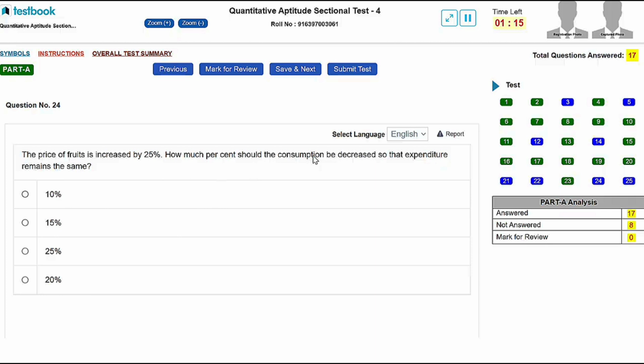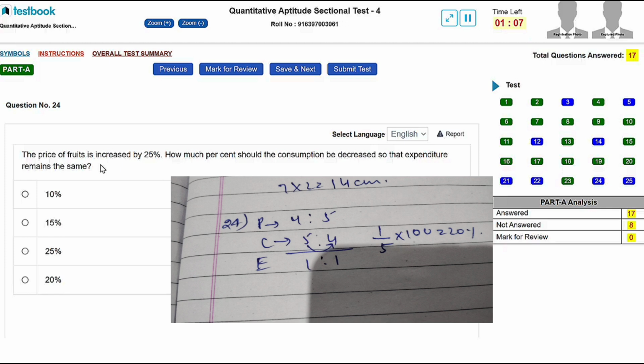The price of the fruits is increased by 25%. How much percent should the consumption be decreased so that the expenditure remains the same? 20%.